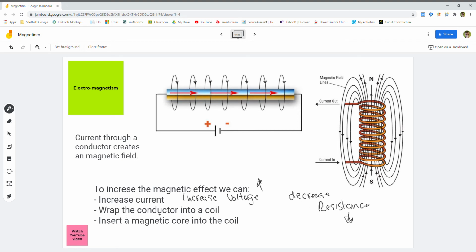We could wrap the conductor into a coil, as we can see in this diagram here, because as we do that, it creates a much more intense magnetic field. Or you can insert a magnetic core inside this coil, which further increases the magnetic field. I'll put a link to a YouTube video which demonstrates this much better.